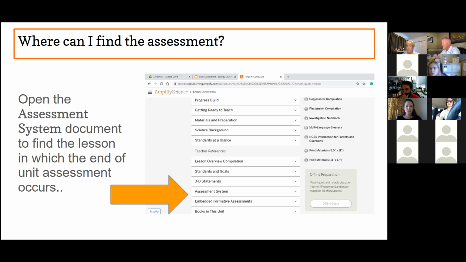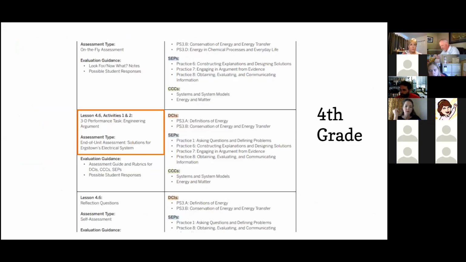First of all, if you're looking to find, where can you find the assessment? On the main unit page of any of the units, there is a document that is called the assessment system. So you can open that document and scroll down through that and there will be a table that looks like this, that will have listed every one of the assessments that are within the program that are mostly formative, but then you can find under the assessment type, the end of unit assessment.